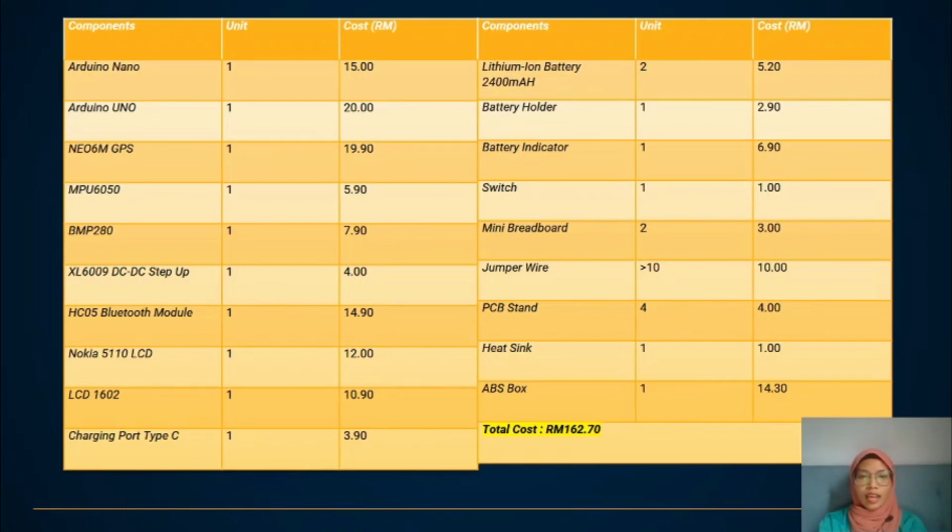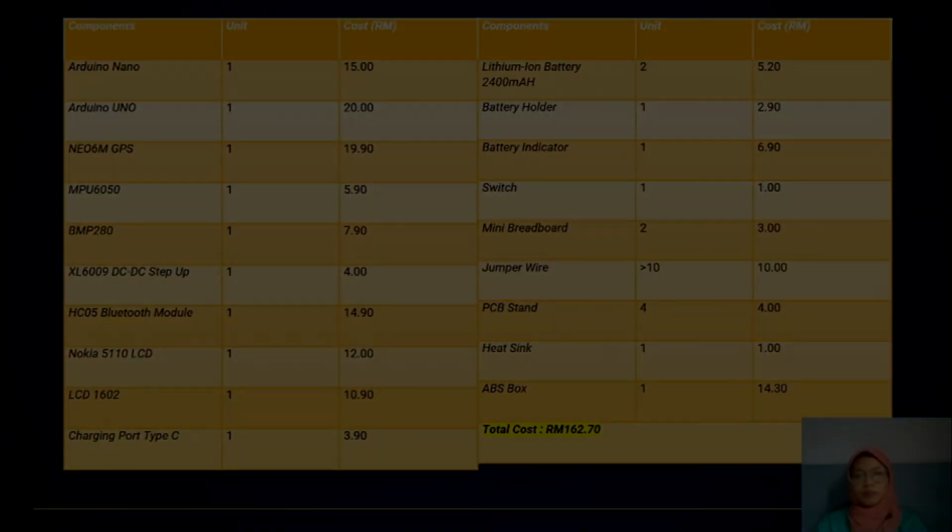The other sensors like the MPU6050 and BMP280 were bought at RM5.90 and RM7.90 respectively. The HC05 Bluetooth module is RM14.90, while the Nokia 5110 LCD is RM12. Next, the LCD 1602 cost us about RM10.90. For the other components, aside from the ABS box, you can get them under RM10 each.